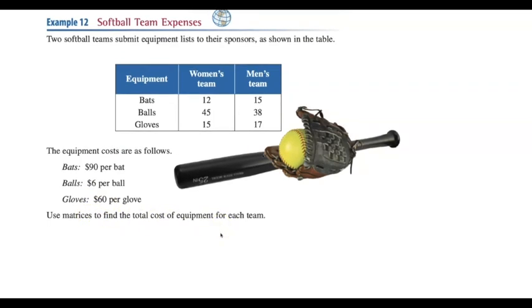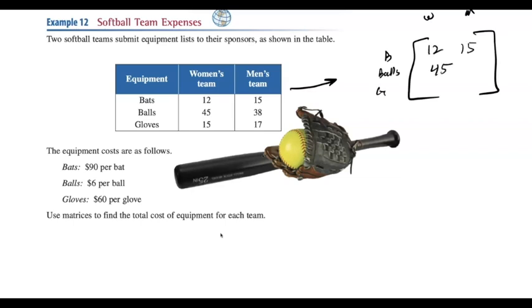Let's put this data into a matrix. Put a matrix right here. This is the women's team. This is the men's team. We have bats, balls, and gloves. We have 12, 15, 45, 38, 15, and 17. And then here's our cost. Notice how it's bats, balls, and gloves. So we want this to match this. This is a 3 by 2.